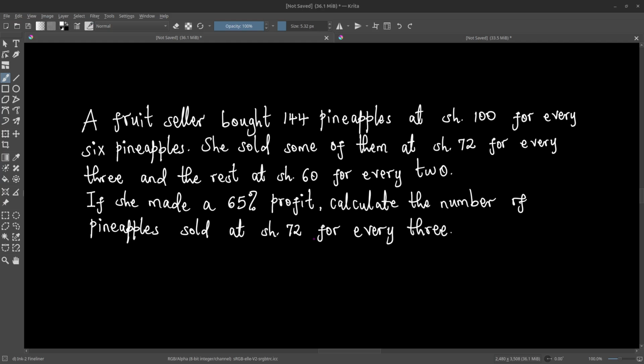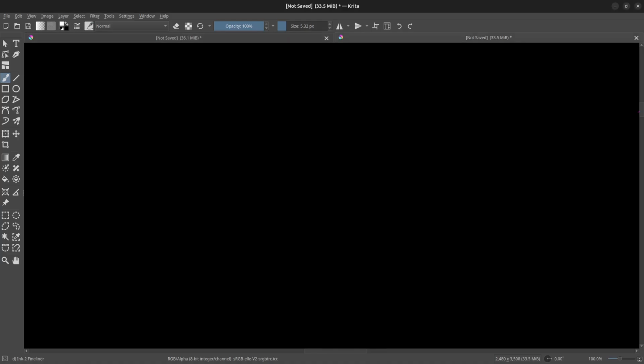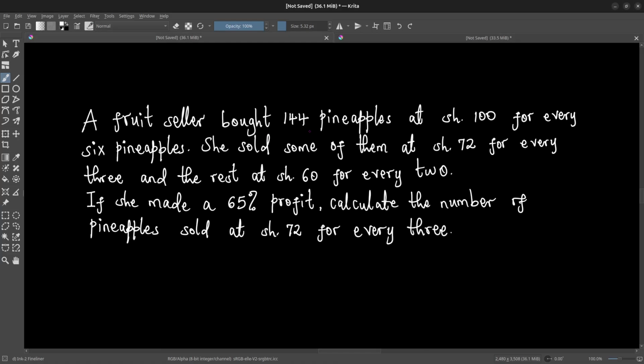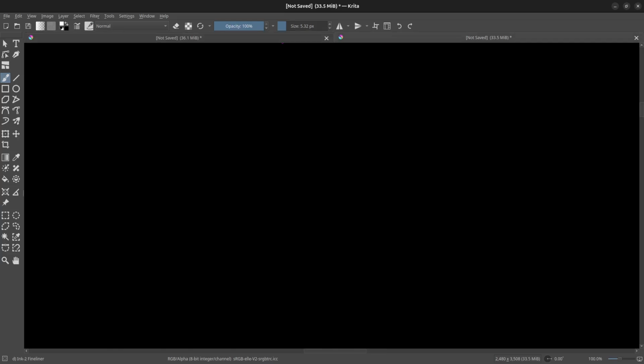So the first thing we notice is that she was buying the pineapples in batches, right? We are being told she bought 144 pineapples at 100 for every 6 pineapples. So this means the pineapples were in batches of 6. So let's say we have 1, 2, 3, 1, 2, 3. That's the first batch. Then 1, 2, 3, 1, 2, 3, the second batch, all the way to the last batch.